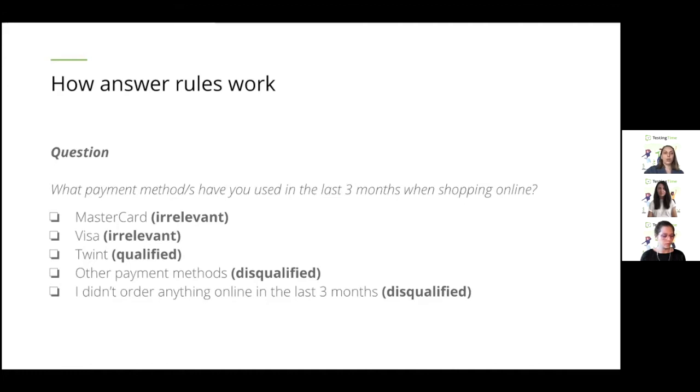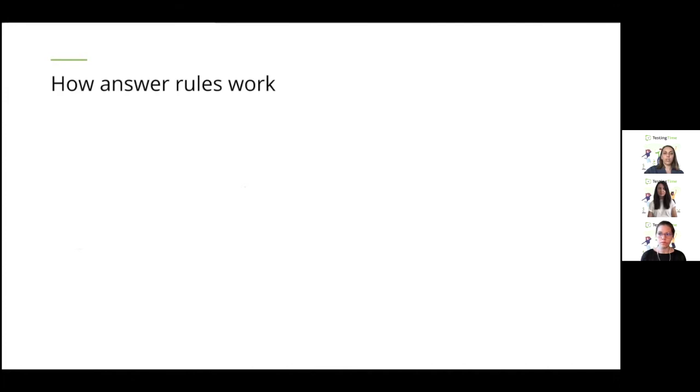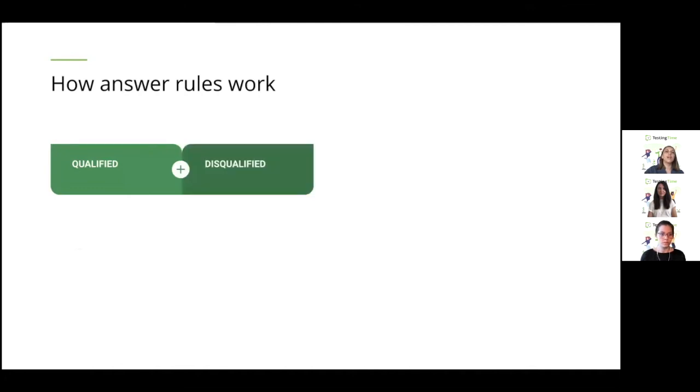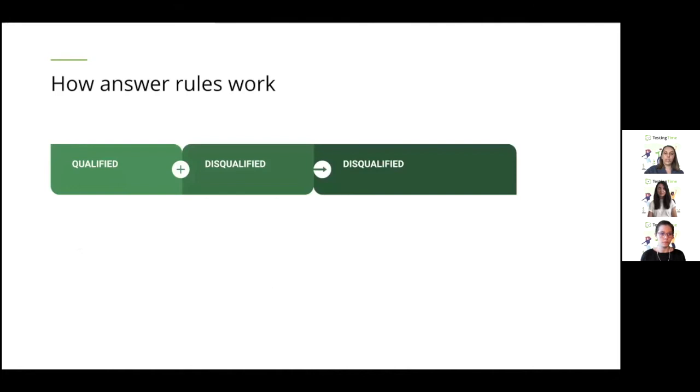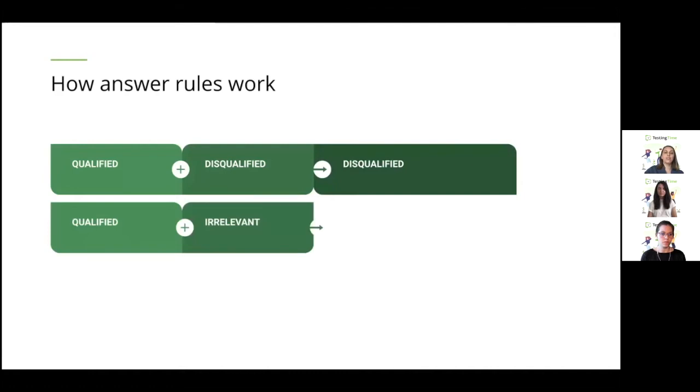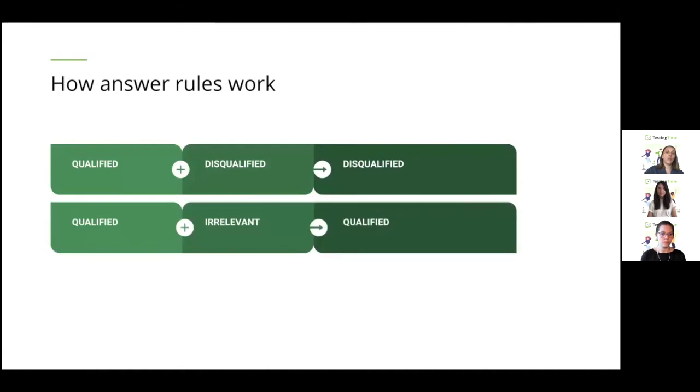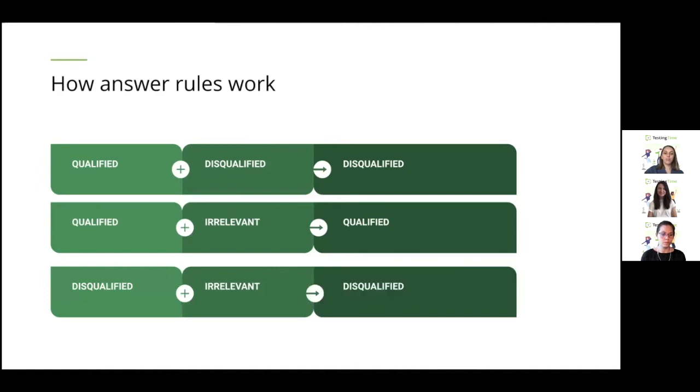Let me quickly go through the rules and how they work behind the scenes. If the test user chooses a qualified and a disqualified answer, then basically we disqualify. If the customer chooses a qualified and an irrelevant answer, then it means that it's qualified. And if the test user chooses disqualified and irrelevant, then the test user will be disqualified.